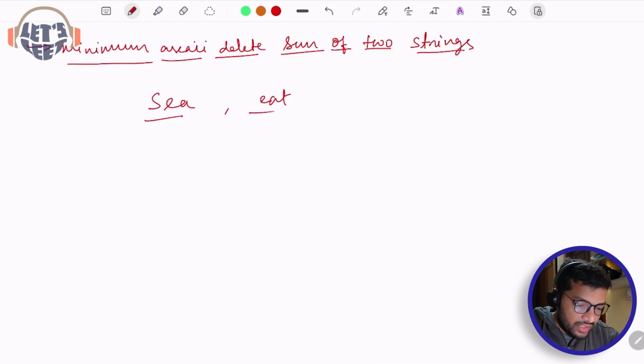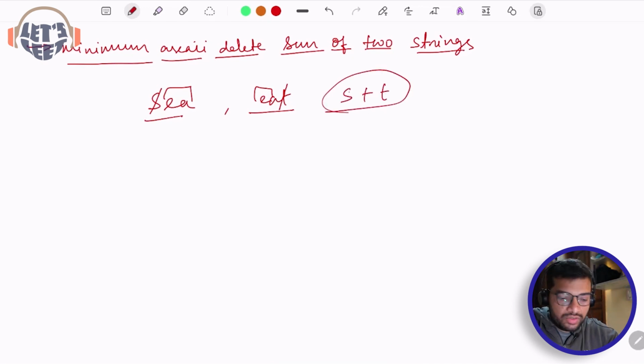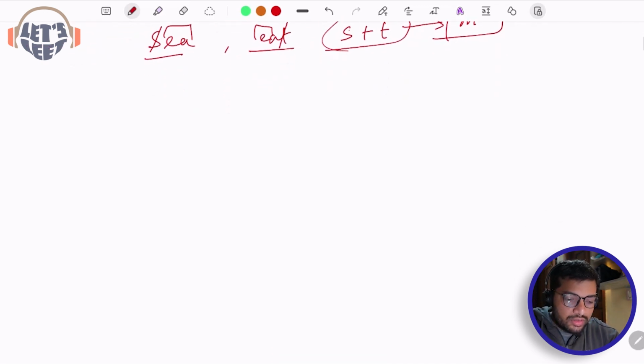if I talk about "sea" and if I talk about "eat", if I delete S from here and T from here, then these two strings will be equal and the resultant ASCII sum would be S plus T. So this is the only way to make them equal, and this is the least deletion I need to make to make them equal, and whatever the ASCII sum of them will be is our answer. Okay, so to approach this problem we'll be using the concept of dynamic programming.